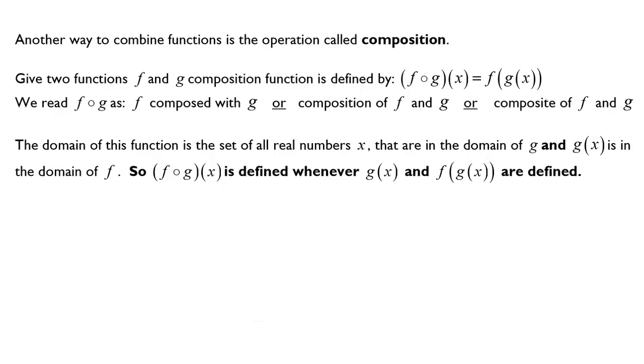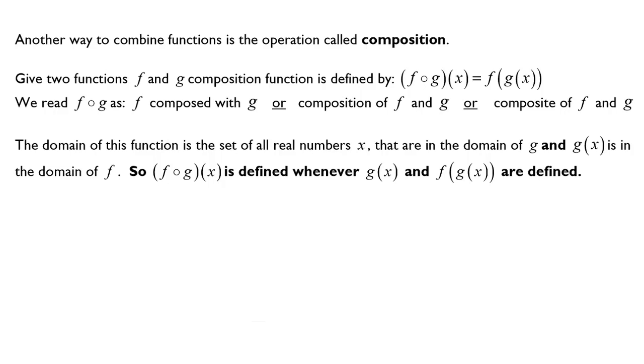If we want to combine functions in the operation called composition, we need to take two functions and compose the functions, which is defined by f of g of x. You could also read this as f composed with g of x, or the composition of f and g, or we could also say composite of f and g.